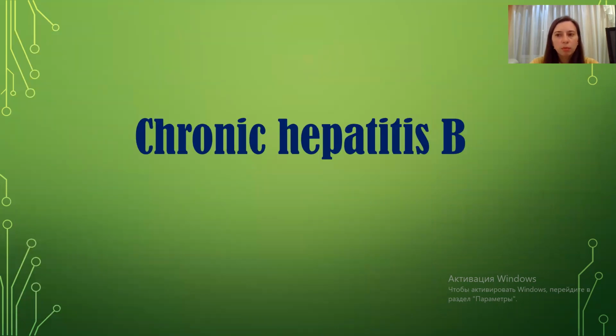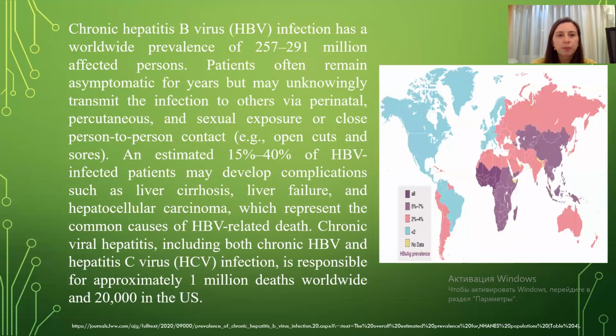And the next part of the lecture, chronic hepatitis B. Chronic hepatitis B virus, HBV, infection has a worldwide prevalence of 257 to 291 million affected persons. Patients often remain asymptomatic for years but may unknowingly transmit the infection to others via perinatal, percutaneous, and sexual exposure or close person-to-person contact.